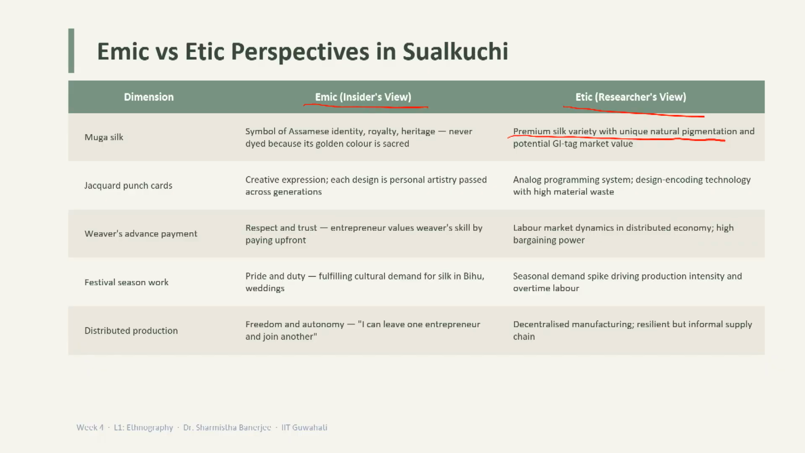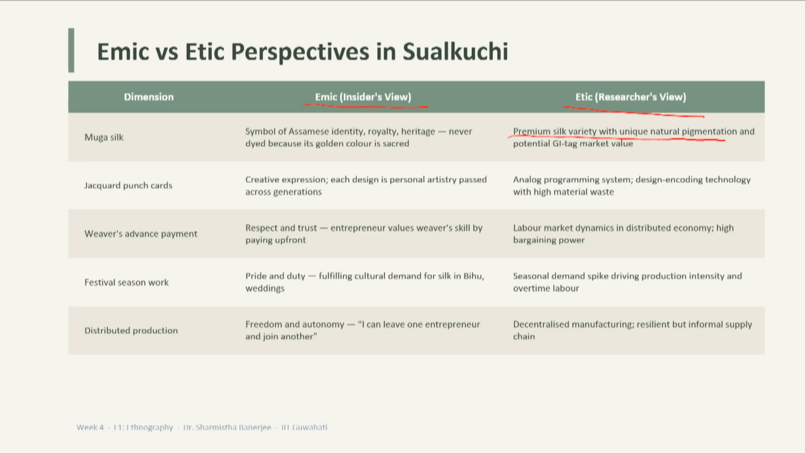Then festival season work. The insider's view is pride and duty, fulfilling cultural demand for silk during the Bihu season or during weddings. For a researcher's view, what I see over here is a seasonal demand spike, driving production intensity and overtime labor requirement. Can I design something so that there can be better planning? Or is it possible that, given the current scenario, they can also produce for markets outside the local market, outside Assam, because they are already overloaded, as I can see over here.